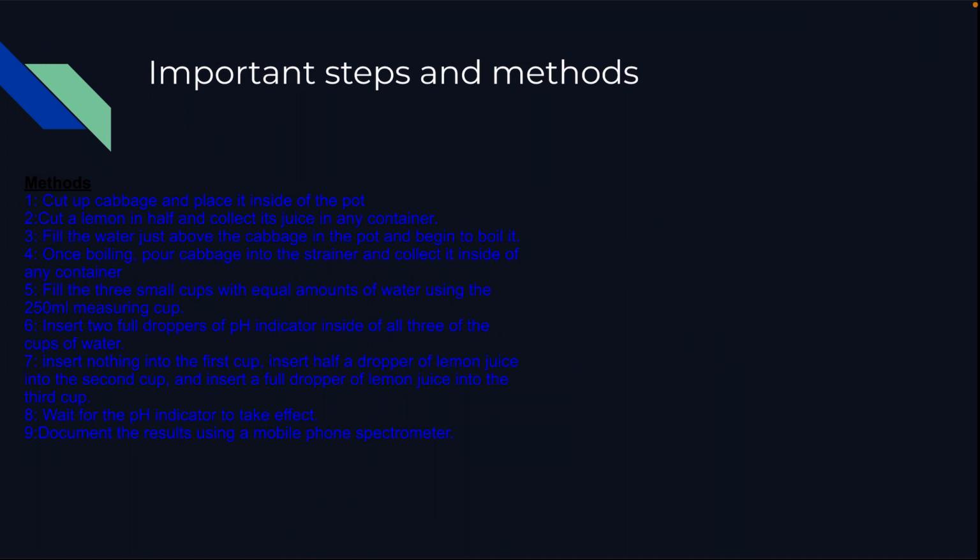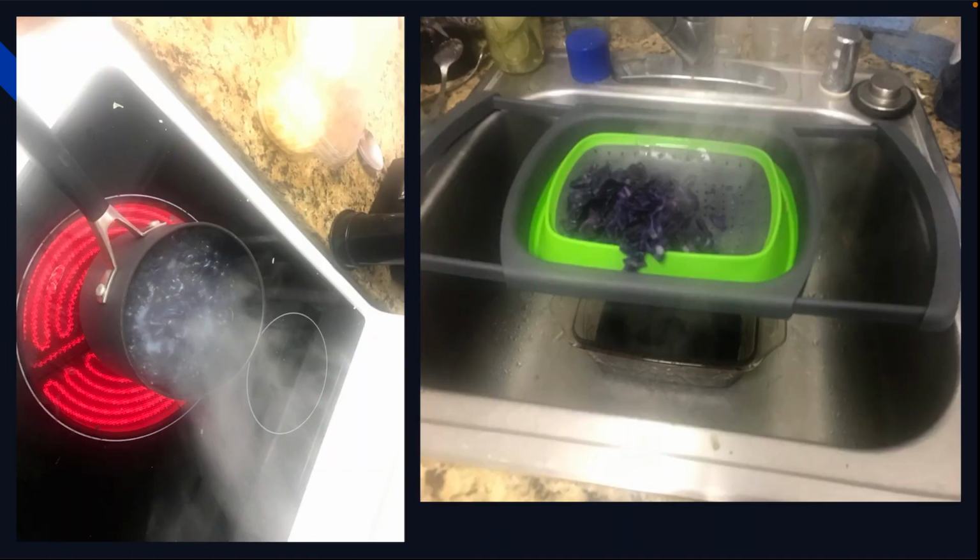Fill 3 small cups with an equal amount of water using the 250 milliliter measuring cup. Insert 2 full droppers of pH indicator inside all 3 of the cups of water. Insert nothing into the first cup. Insert half a dropper of lemon juice into the second and a full dropper of lemon juice into the third. Wait for the pH indicator to take effect. Document the results using a mobile phone spectrometer.